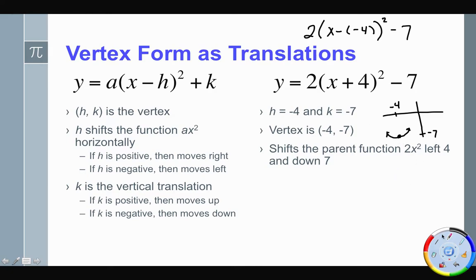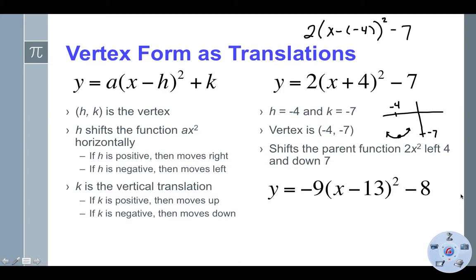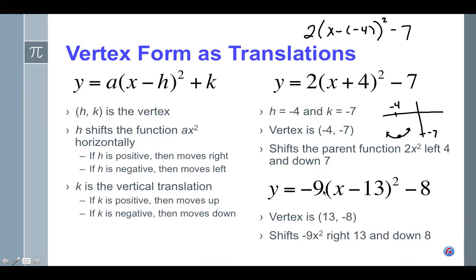All right, so let's look at one more really quick. If we were to look at negative 9 times the quantity x minus 13 squared minus 8, we can see that this is a minus, so that means that it is a positive 13. And so the vertex is 13, comma, negative 8. And if we talked about it as translations, this would mean I'm going to take the negative 9x squared and move it right 13 units and down 8.